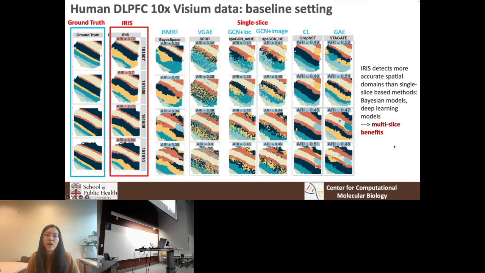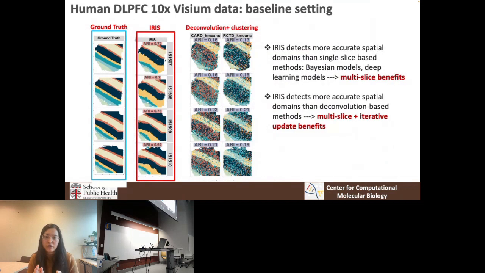And then we were thinking about whether IRIS can benefit from the iterative updating of both the low-dimensional embeddings in terms of the cell type composition as well as the domains. So we compare the second category of methods, where we perform a naive combination: first we perform the deconvolution using CARD or RCTD for each slice, then we concatenate them together, and follow the same procedure as IRIS. We found that this simple combination, two-step method does not perform as well as IRIS, which indicates the benefits of jointly modeling multiple slices as well as iteratively updating both results in our modeling framework.